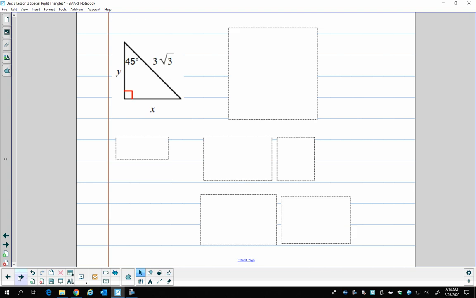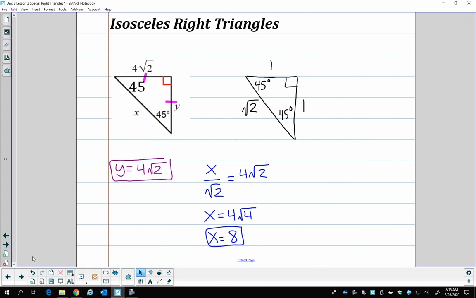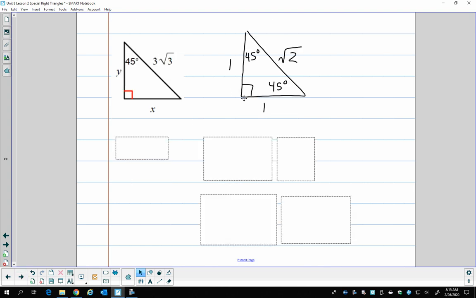So let's try another one. You should always draw the reference triangle, and I tend to draw the reference triangle in the same orientation as the triangle I'm trying to solve. So here I had it drawn in the same orientation, doing the same thing right here. The two legs should be the same, so when I'm done here, x and y should be equal to each other because they're both legs in an isosceles right triangle.